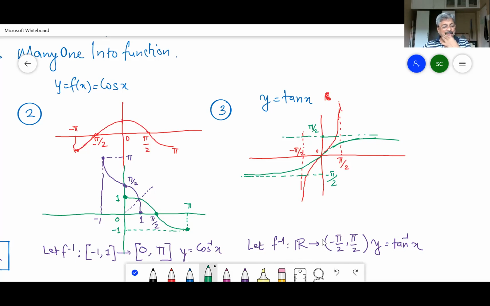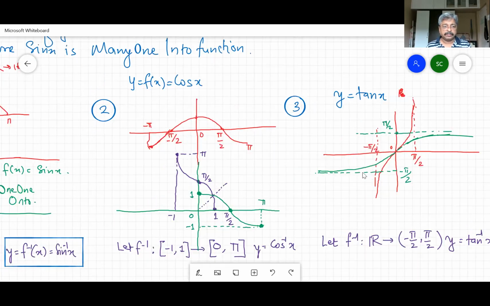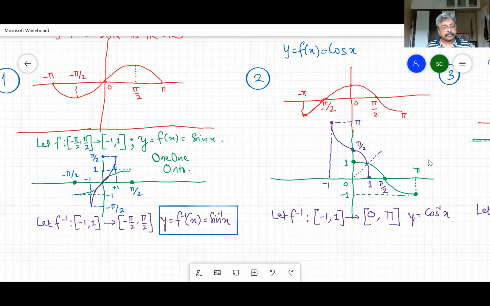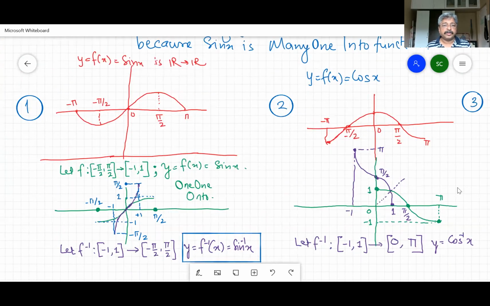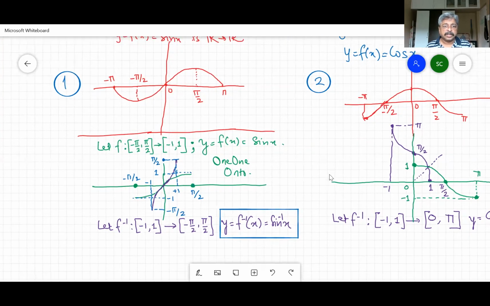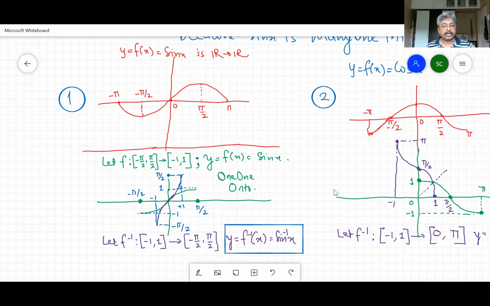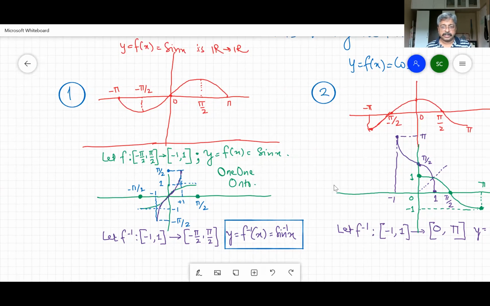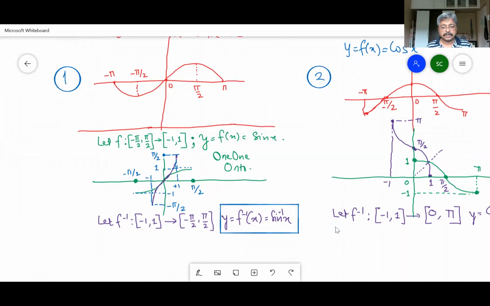Now, what will be cosec, what will be sec, and what will be cot? That is the question. So maybe what we will do is we will use the graph of sine only to understand what cosec is. Okay, we will try it again.